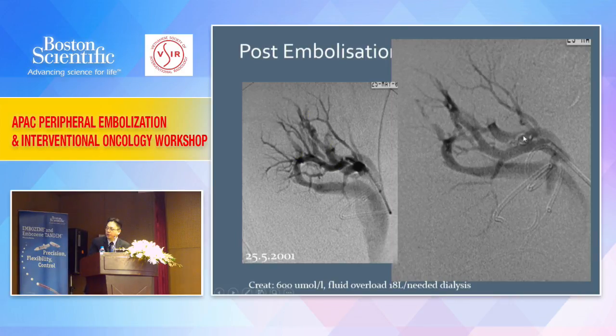Anyway, the coil was dropped by the radiologist, and it was obviously the wrong vessel. The fistula is still actively looking at us. All right? Creatinine shot up to 600, fluid overload 18 liter, and patient needed dialysis. Disaster. Let's look at another case.